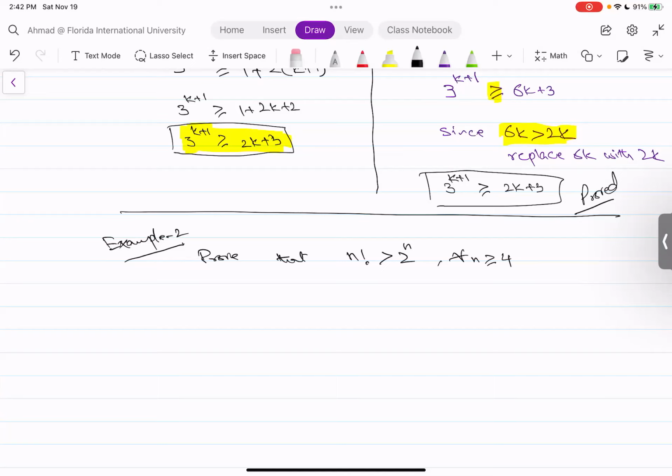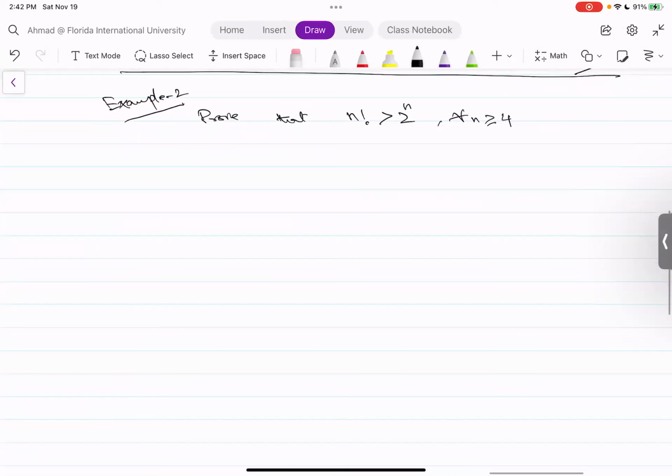Okay, so what we should do is use our previous knowledge. Step one: let P(n) be n factorial greater than 2 to the power of n for all n greater than or equal to 4. Then I have to do step number 2, which is the basis step.